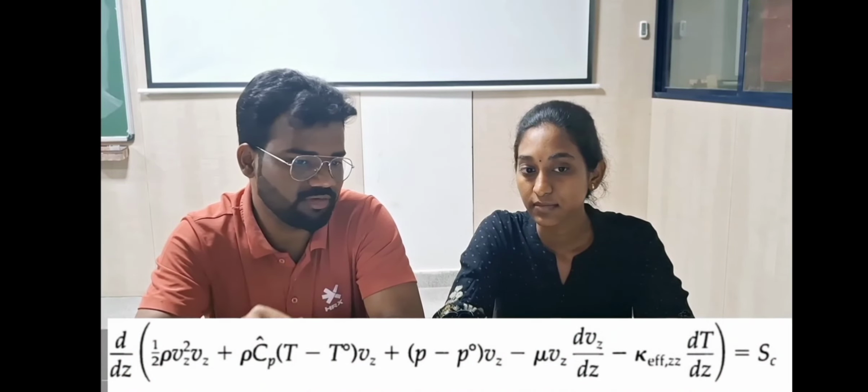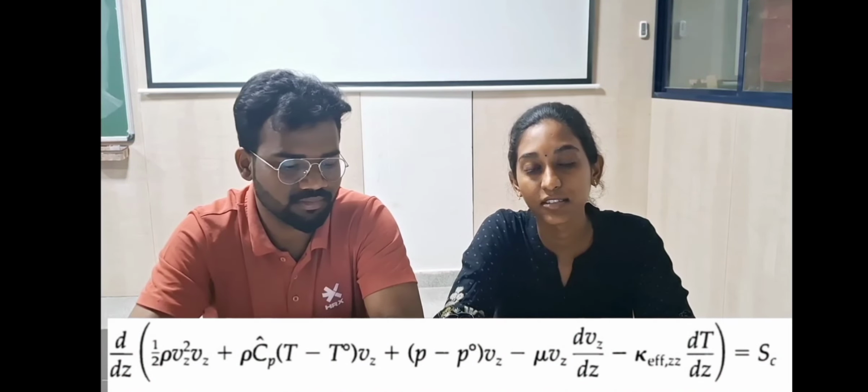And tau zz is a shear stress in Z component in Z direction. And here we use Newton's law of viscosity, where the equation is tau zz equals minus 2 mu Vz into dVz by dz, and each term is an enthalpy. After substituting all these terms in the equation, Akanksha, can you explain to me how to simplify this equation?